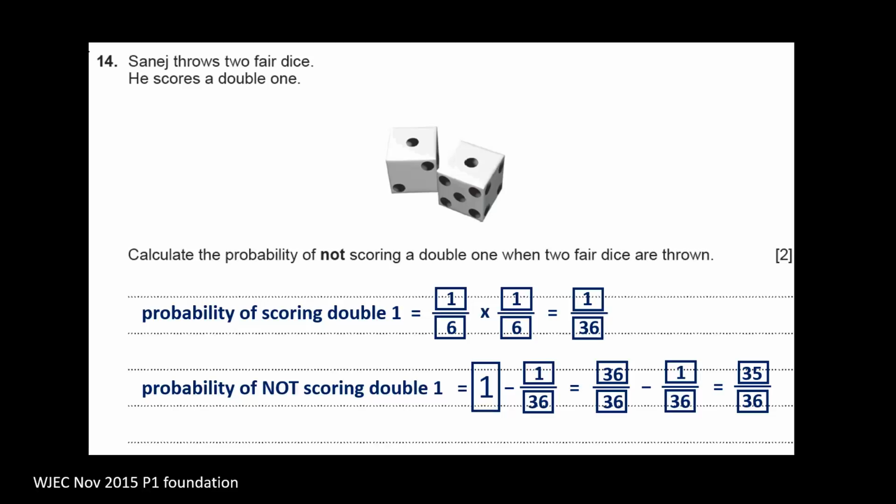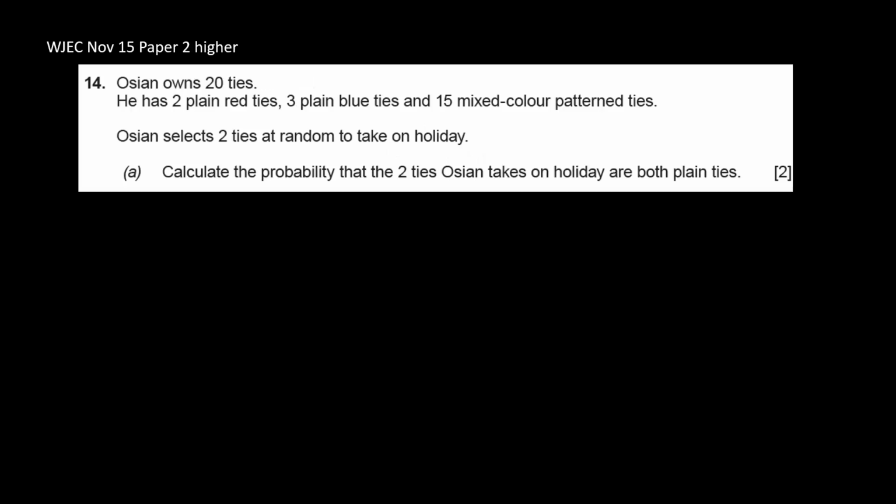Nice little question. Let's have a look at the next one. Next one comes in 2 parts. Let's have a look at this then. Oshan owns 20 ties. He's got 2 plain red ties, 3 plain blue ties, and 15 mixed coloured pattern ties. So he's got a lot of ties there, isn't he? Now he selects 2 ties at random to take on holiday. Calculate the probability that the 2 ties Oshan takes are both plain.